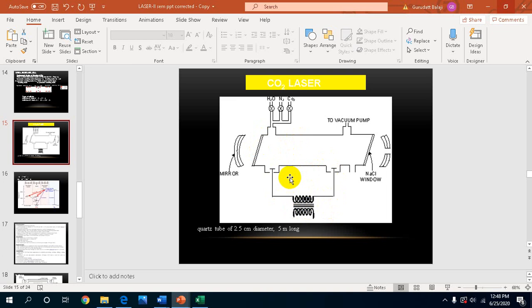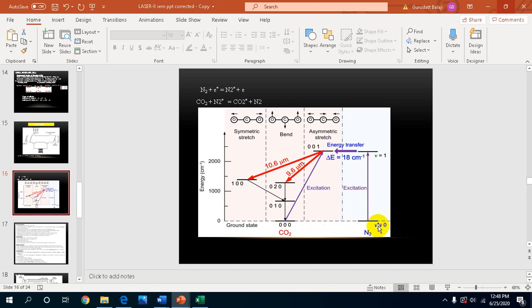Now let us learn about the working part. As the electric discharge is passed through the quartz tube, which contains a mixture of carbon dioxide, nitrogen and helium gases, the electrons striking the nitrogen molecules impart sufficient energy to raise them to their first excited vibrational rotational energy level. This is called collision of first kind, which is a direct collision, and we can write it as N2 plus e* gives rise to N2* plus e.